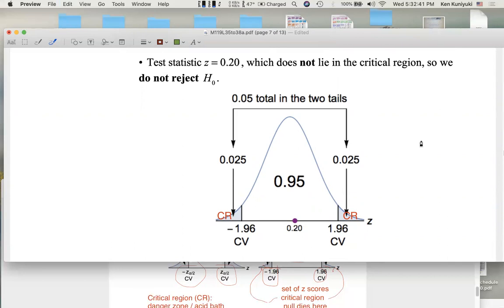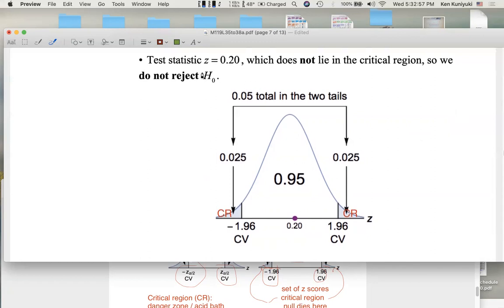Now, bear in mind that we were able to do this even before we got our sample. We could have determined all this even before our sample. We know it's a two-tailed test. We're going to use z. Alpha is 0.05. But now, after we get our sample, we can find the relevant test statistic, the relevant z-score, which is 0.20.